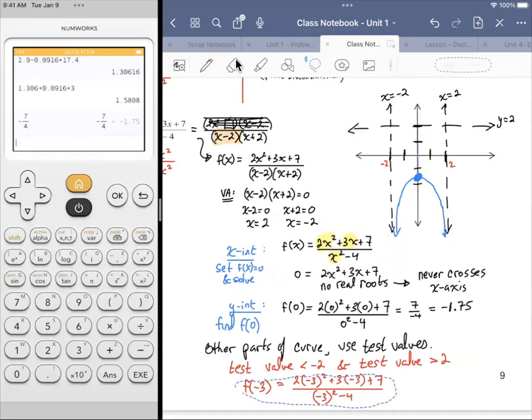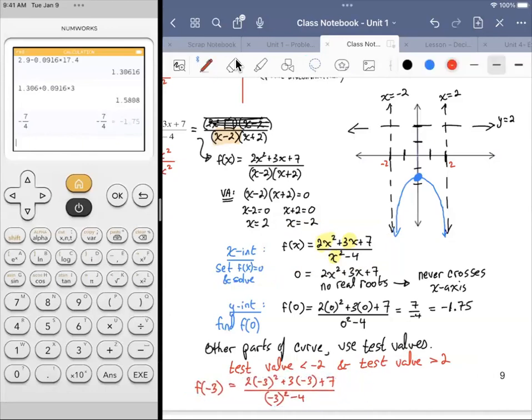And we're going to get a number. Might not be pretty, but it should help. It will help. All right. So on the top, we got 18 minus 9 is 9 plus 7 is 16. And then on the bottom, 9 minus 4 is equal to 5. All right. So that's like 3 1/5, so 3.2.